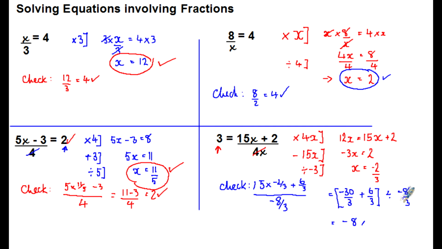and when we divide by a fraction, it's the same as multiplying by the reciprocal of that fraction. So turn the fraction upside down to get 3 over minus 8, or minus 3/8. Change the divide to a times, and it's the same answer. And the 8's cancel, so I'm left with minus 8 times minus 3 over 8, which is 3, which agrees with what was in the original. So that must mean that x is minus 2/3 is the correct answer. Of course it is.